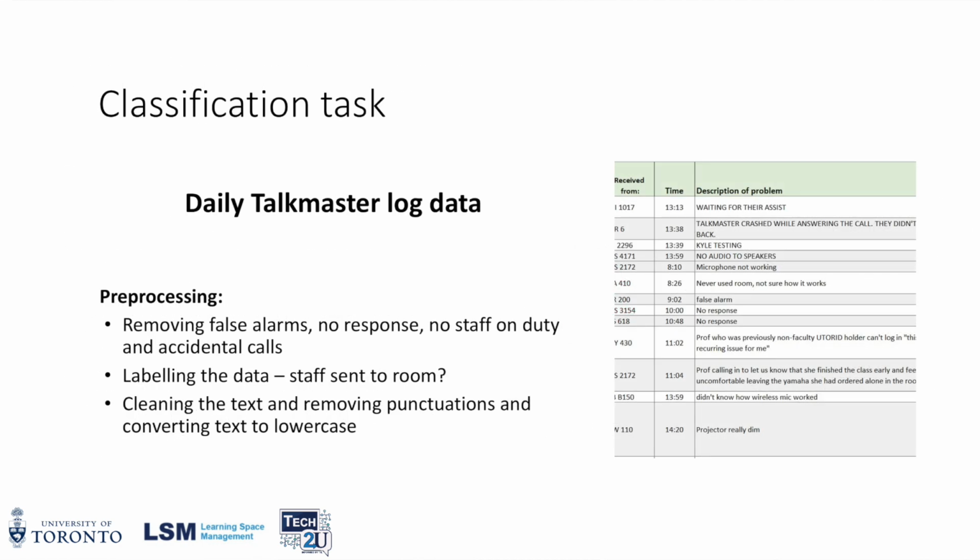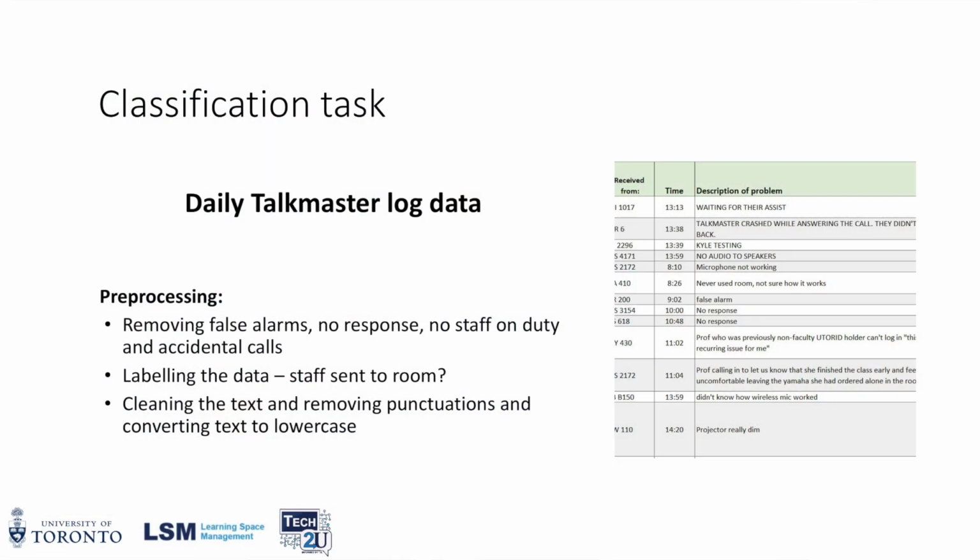Now, coming to the classification task, we trained our model on the daily TalkMaster data. Under pre-processing, we performed removal of any false alarms and other similar non-relevant information, along with some non-numeric values and undefined values. After that, we performed labeling of data for a send staff to room label, and we also cleaned the text of punctuation and converted it into lowercase for better comparison.